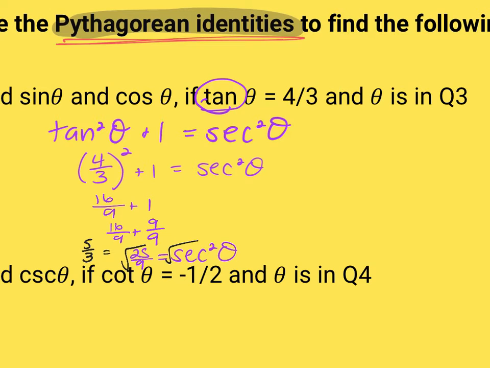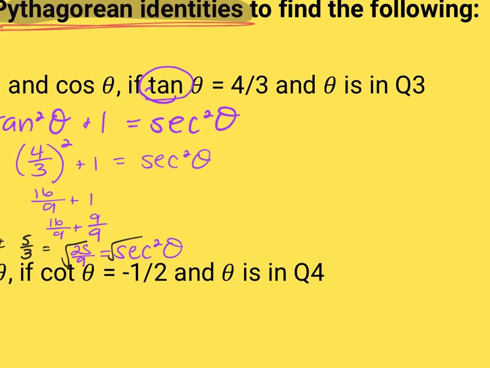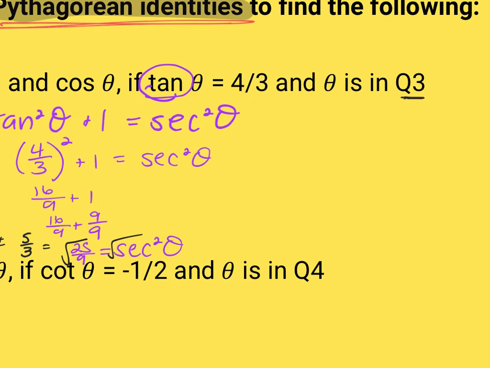You with me so far? Mm-hmm. I'd actually get plus or minus 5/3, and this is where the information about it being in the third quadrant is important. That tells me which one to pick. So remember, in the third quadrant, my angle would be here. I'd be moving left, so it's a negative x, down, so it's a negative y.